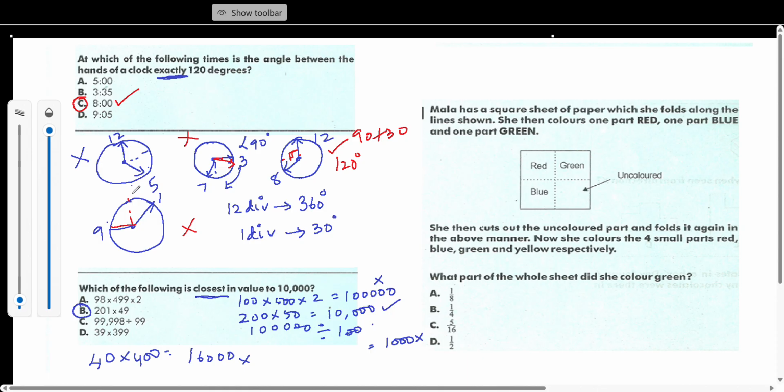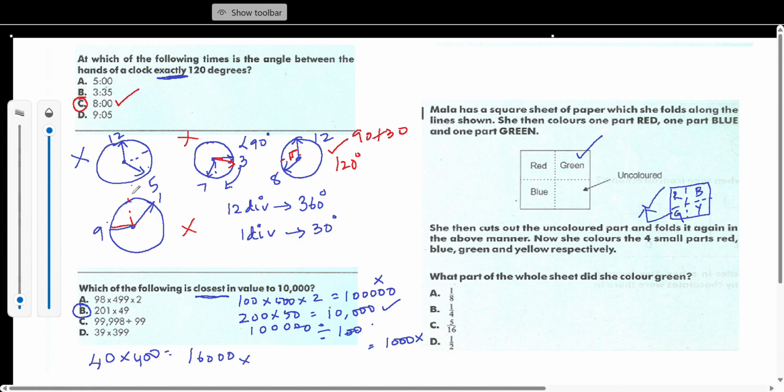Now coming to the question on the right. Mala has a square sheet of paper which she folds along the lines shown. She then colors one part red, blue, green, and there is one portion that's left uncovered. This uncovered part is again cut out and folded in the same manner as the other, which means I am doing the same pattern to this small one. Of the 4, it says red, blue, green, yellow. Now, what part of the whole sheet did she color green? So, which means this green as well as this green.